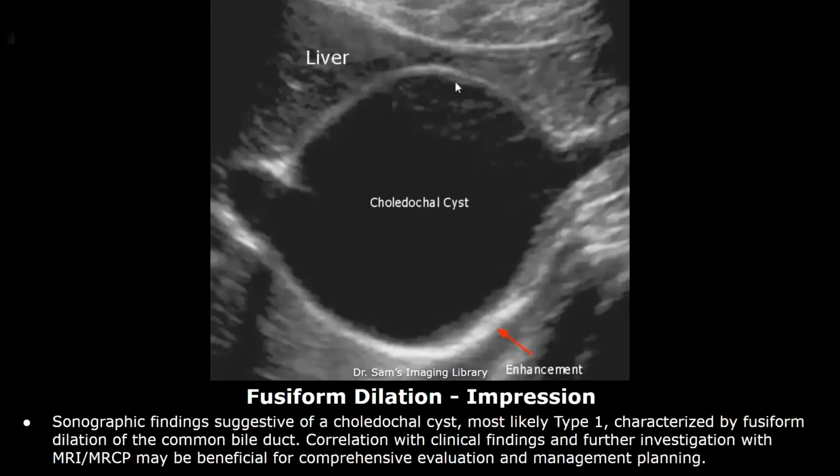This is the impression. Sonographic findings suggestive of a choledochal cyst, most likely type 1, characterized by fusiform dilation of the common bile duct. Correlation with clinical findings and further investigation with MRI or MRCP may be beneficial for comprehensive evaluation and management planning.